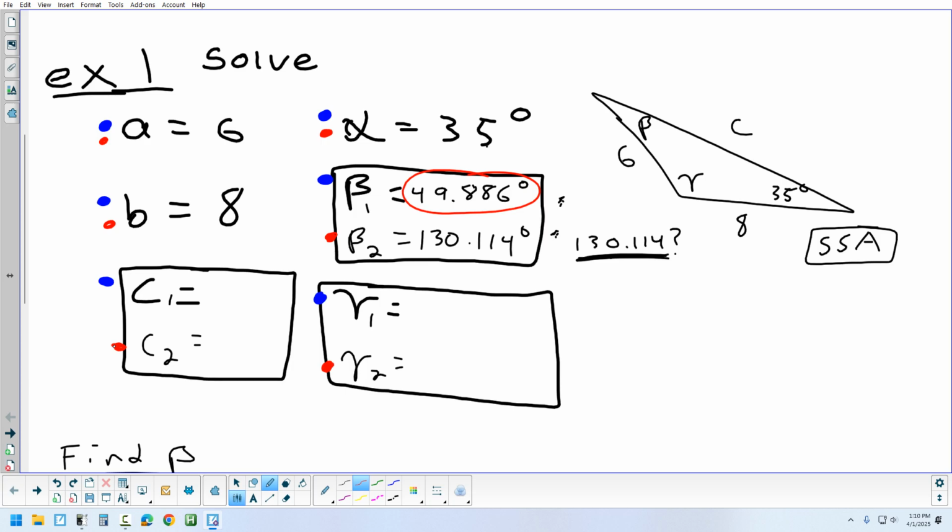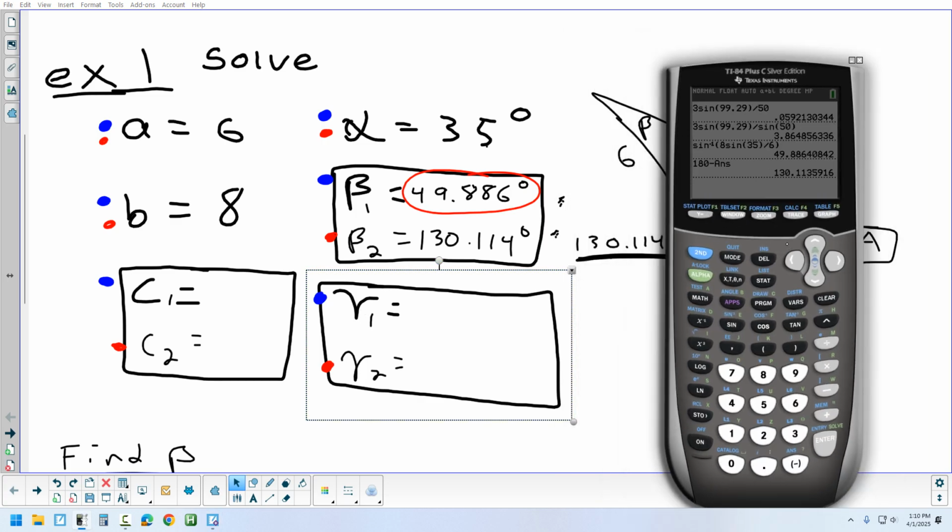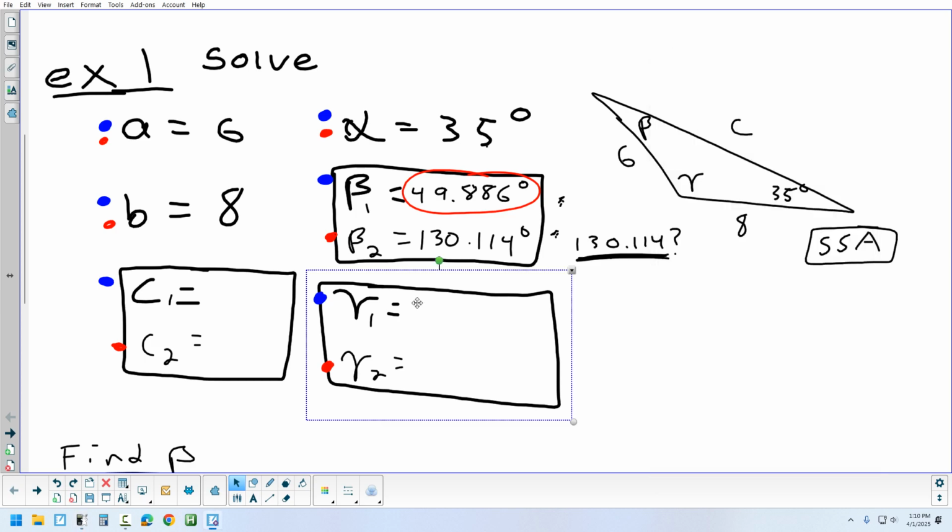What two angles are we going to add up and subtract from 180 to get gamma 1? The 35 and the 49. Yep. So let's take 180. If you want to subtract them like this, that works fine too. Subtract the 35 and then subtract the 49. And that's which angle? Gamma 1, 95.114. Good.